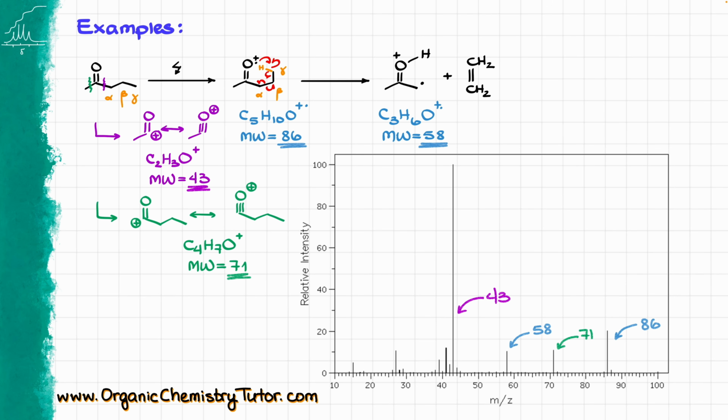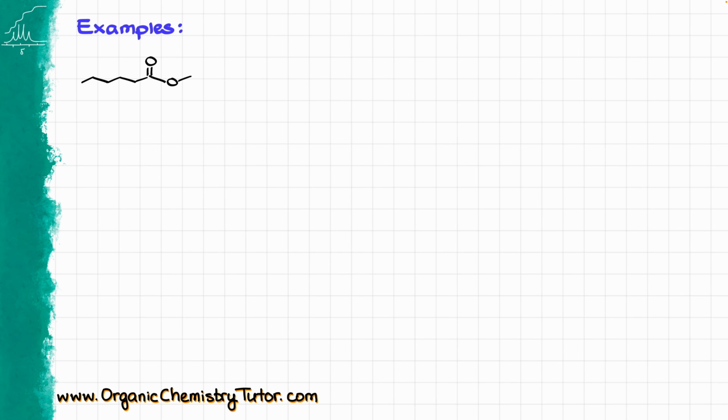So if we were just thinking about the most stable carbocation like we normally approach fragmentation patterns in mass spectrometry, we would have been able to account for the signal at 86, which is our molecular ion, and the signals at 71 and 43, which are our most stable carbocations. But we would have had a really hard time accounting for this signal at 58, because without the McLafferty rearrangement, it's quite unclear where exactly that thing is coming from. Now, let's look at a slightly different example.